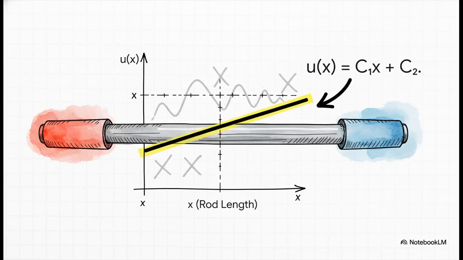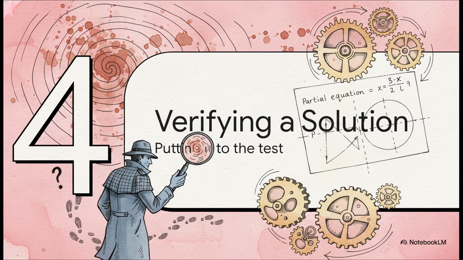So, what kind of function has a second derivative that's equal to zero? Think back to your calculus class. Yep, it's a straight line. It's that simple. It means that after all that complex diffusion and settling, the temperature profile along the rod is just a perfect straight line, connecting the hot end to the cold end. How cool is that? All right, for our next trick, let's play detective.